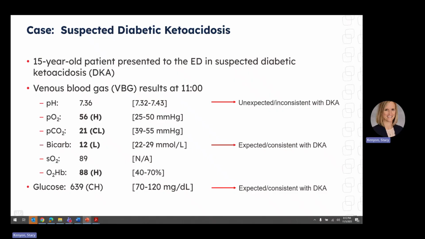In the ED, a VBG was collected with the following results. As you can see, the pH is normal, which is ultimately inconsistent with DKA. The PCO2 is critically low, and the pH is normal, which is also inconsistent with DKA. Bicarb is low, which is consistent with DKA. A CMP was also drawn that included a glucose of 639 mg per deciliter, which is consistent with uncontrolled diabetes.